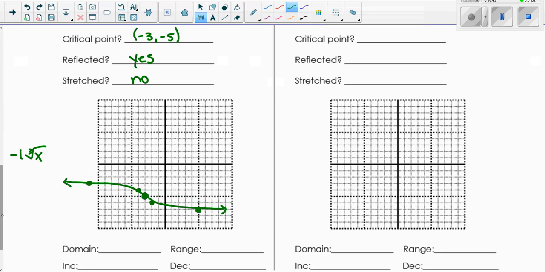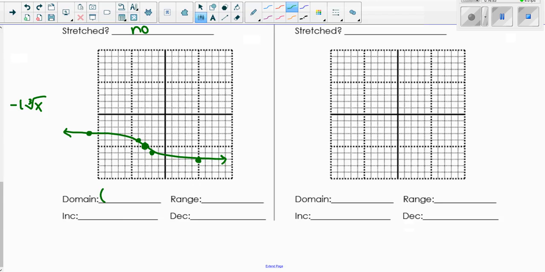Okay, so domain, even though I've reflected it, is still going all the way left, all the way right. Range is still going all the way down and all the way up. It's just the left and the right flip-flopped. This function is now never increasing, and it is only decreasing over its entire domain of negative infinity to positive infinity. So same answers, except increasing and decreasing flip-flopped.